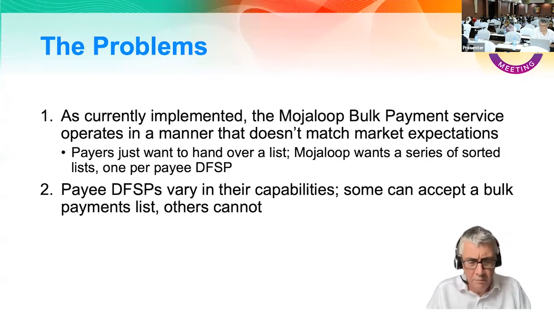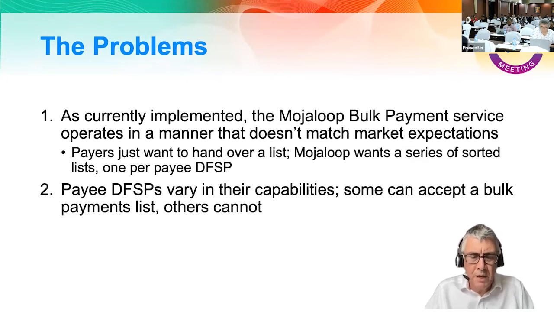A payer DFSP, a bank in particular, that wants to do a bulk payment expects to just compile a list of payees, their account details and amount to be paid, without worrying where the payee has their accounts. So it can be at multiple DFSPs. And Mojaloop, by contrast, wants a series of sorted lists, one per payee DFSP. And that mismatch of expectations has held us back somewhat.